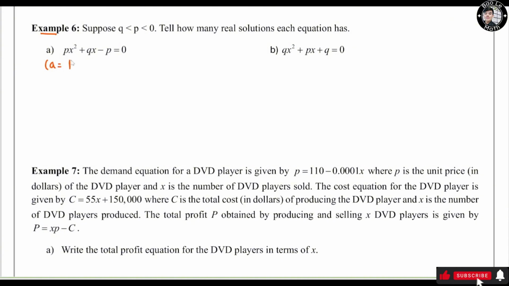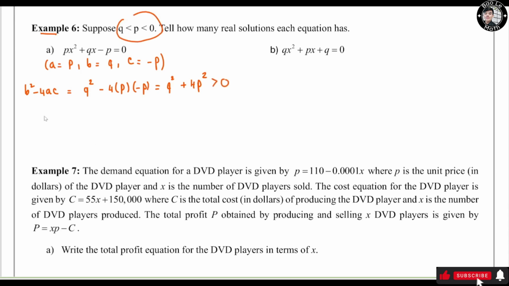A equals p, b equals q, and c equals negative p, right? So we have b squared minus 4ac. It's going to be q squared minus 4 times p times negative p, so it's going to be q squared plus 4p squared, right? And we look at the condition right here. It tells us that this is always greater than 0, so the equation has two real solutions, right?